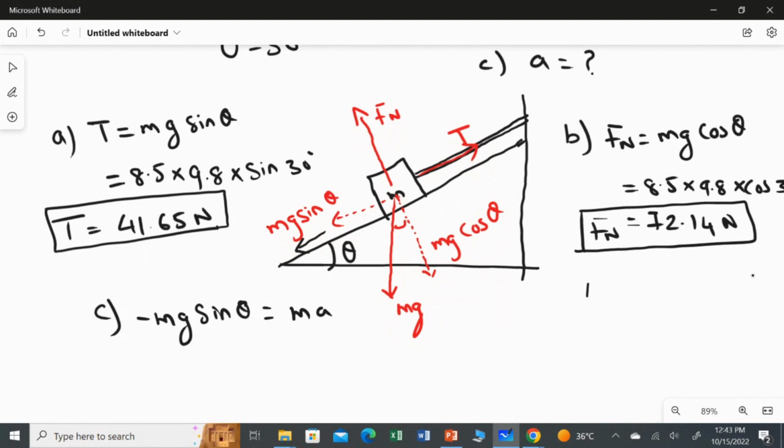Why did I put negative? Because this direction is the negative direction of x, and the upward direction is the positive direction. That information is not given. Generally, we have to use this concept. So I can cancel this mass with mass.